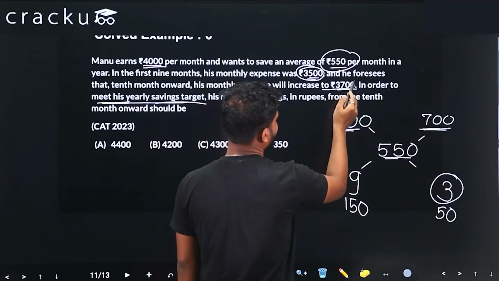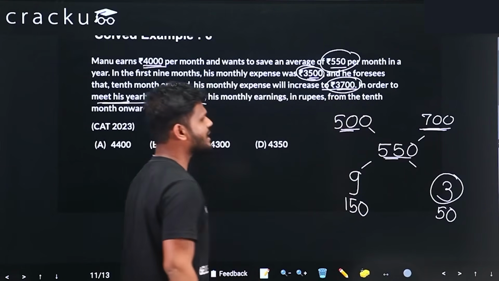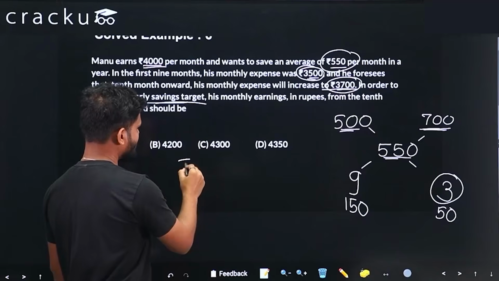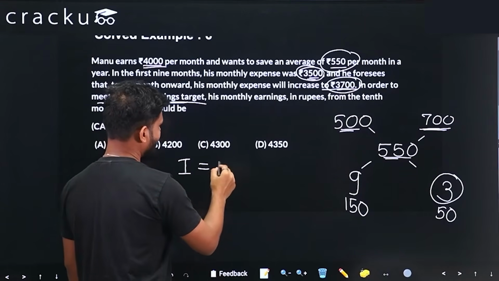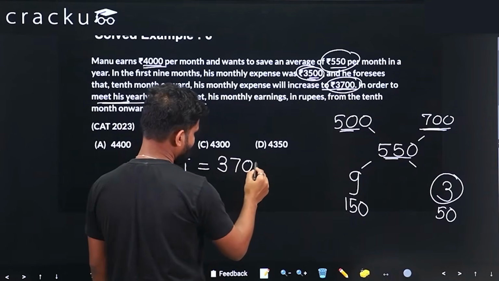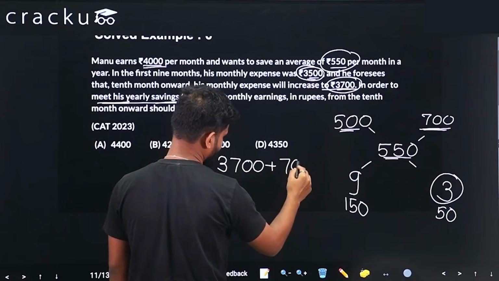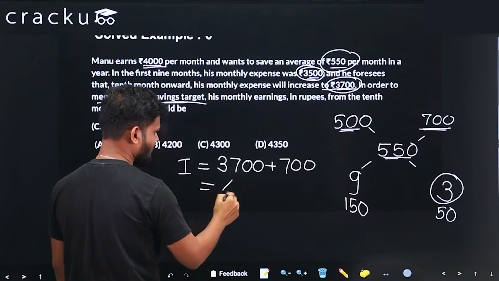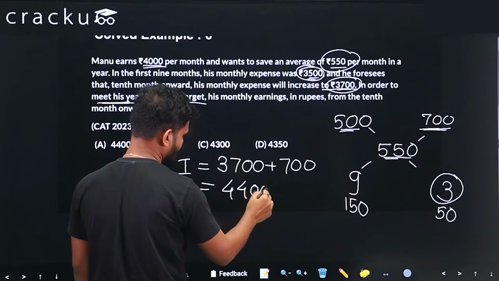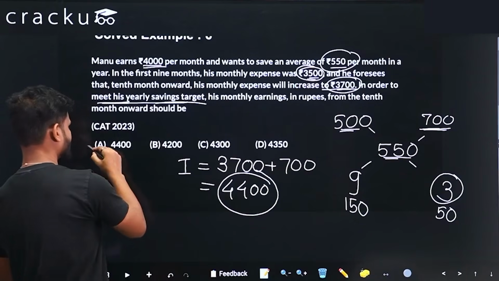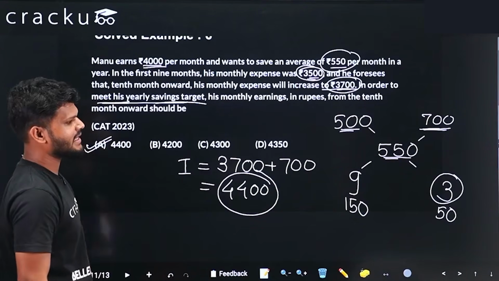Also, for the last 3 months, her monthly expense is 3,700. So, how much should her income be? It should be expenses plus her savings. So, this is nothing but 4,400. This is given in option number A. So, option A is the correct choice here.